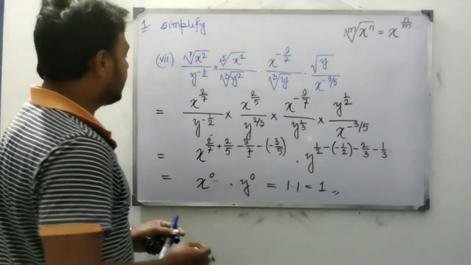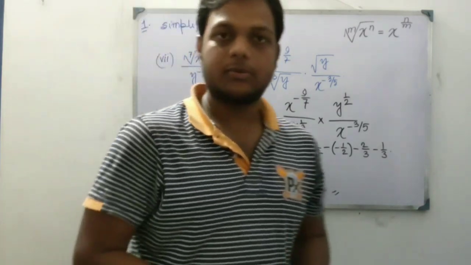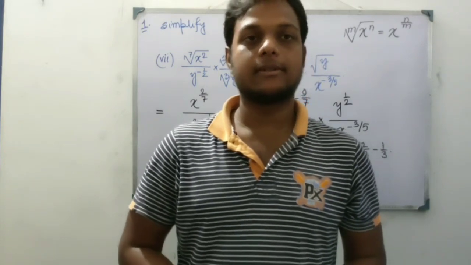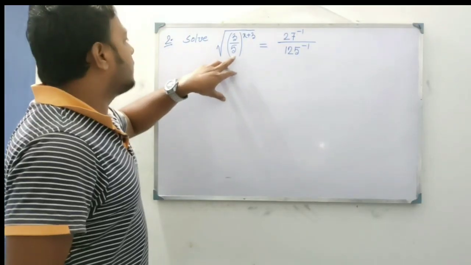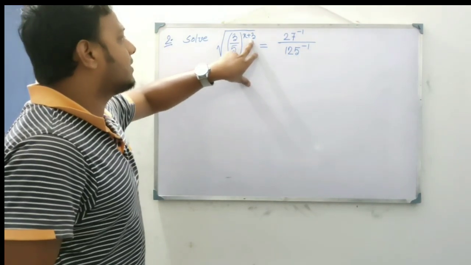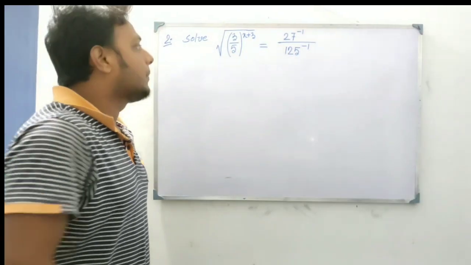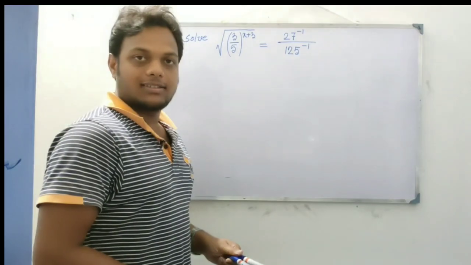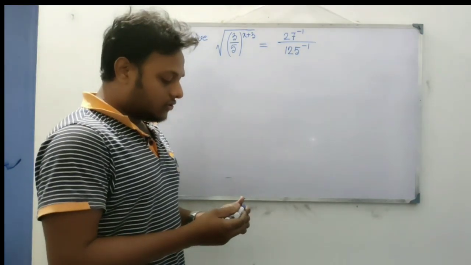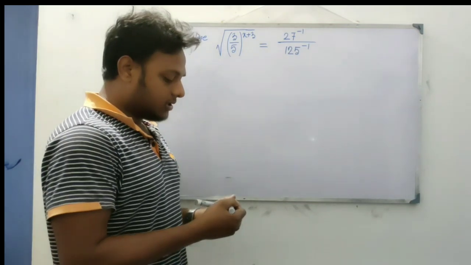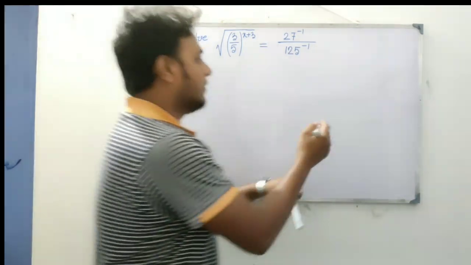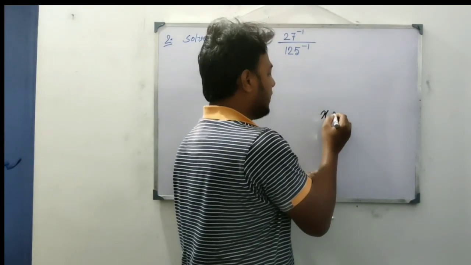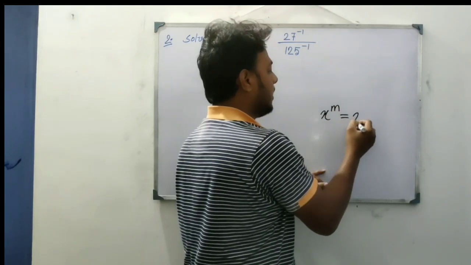Understood? So this completes the first series, and the rest of the problems of this series are homework. Hope you can solve the remaining problems of the first series. Okay. Next, root of 3 by 5 whole to the power x plus 3 equals 27 to the power minus 1 by 125 to the power minus 1. Okay. We have to solve it for x. So just to remind you, I am discussing one property: suppose for an equation you have x to the power m equals x to the power n.